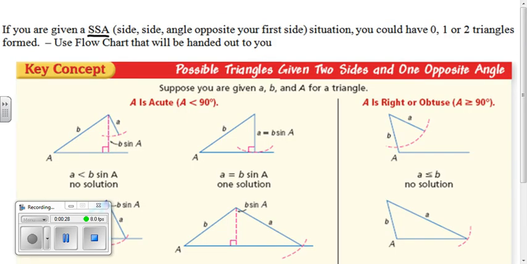Other situations may arise where we are given two sides and an angle not touching them. So we call that the side-side angle situation. In these scenarios, we could have either one, two, or no solutions. By that I mean they could either form 0 triangles, one triangle, or two different possible triangles. And I'll show you how that works.